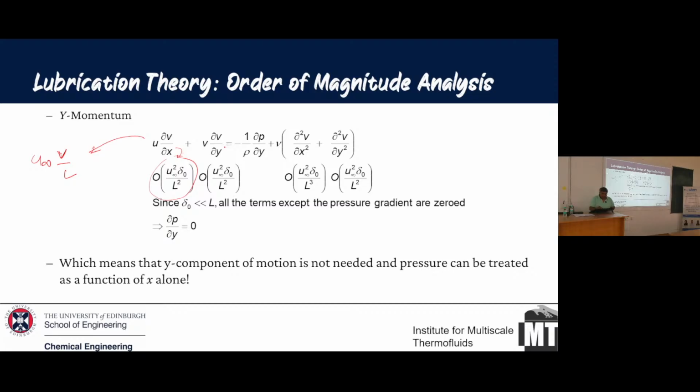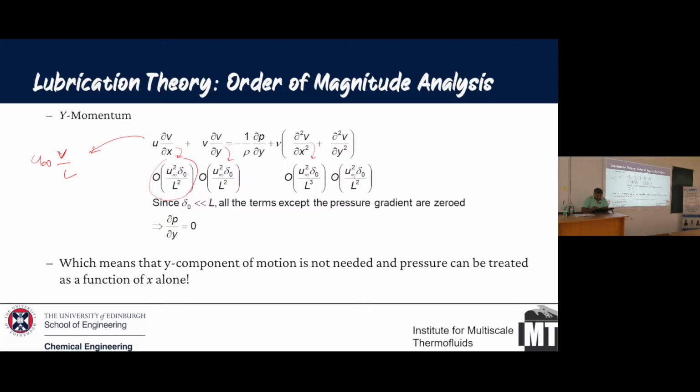The same thing goes with the v dv by dy. You'll get something like that, and you'll find that both of them are nearly the same, which is great. And what you'll find is, if you do the same operation in the y momentum equation, you will actually find something like u infinity squared by delta naught by L cubed.